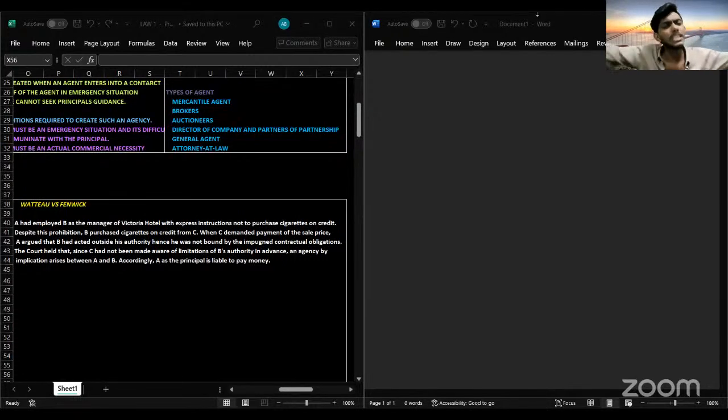Once again, a quick question: what is an agent? An agent is a person who is acting on behalf of another. So starting from the mercantile agent, who is a mercantile agent? A mercantile agent is an agent engaged in a commercial transaction, which means representing the seller in a commercial transaction.